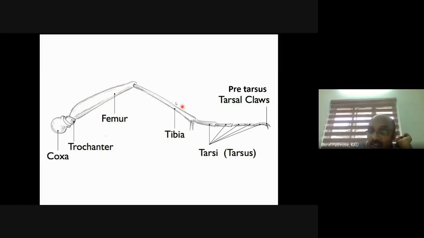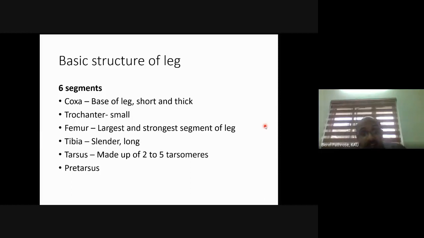Tibia is the longest segment. That means it is elongated, slender. And this entire length, this is the tarsal segment. And tarsal segment is not a single segment. Just like we had discussed about flagellum of antennae, it is having a number of segments, and these segments are called as tarsomeres. And at the tip of the tarsal segment, we have the pretarsus. We'll discuss about pretarsus later. So the basal segment is the coxa.